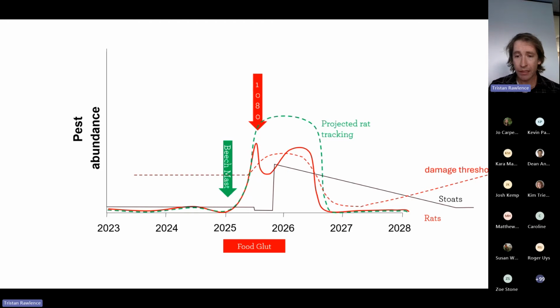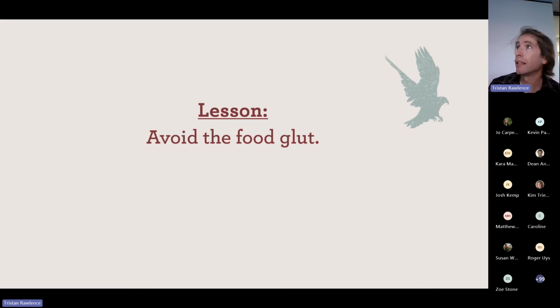It did deliver on a lot of occasions, but it was more likely to fail in terms of a rat kill. So we had a feeling that we weren't achieving outcomes for birds as well as we could have. We've really learned a lesson there, which is to avoid the food glut. Our 1080 operations were more likely to fail when we applied poison during that food glut period.